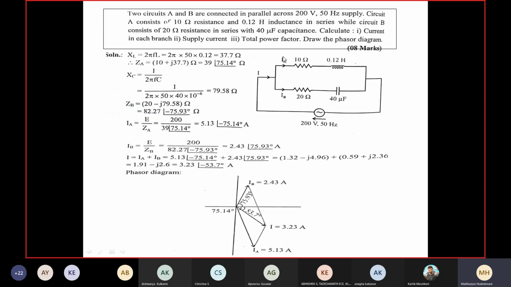And what is I here now? IA plus IB. Just see here. Don't add simply 5.17 and 2.13 in magnitude, 75.14, 79.3. Don't add visually or by calculator arithmetically. That is a vectorial addition.